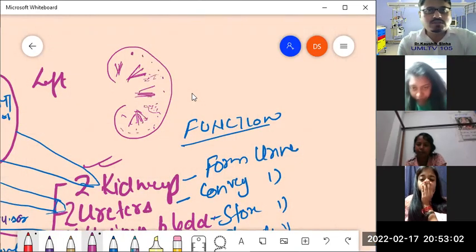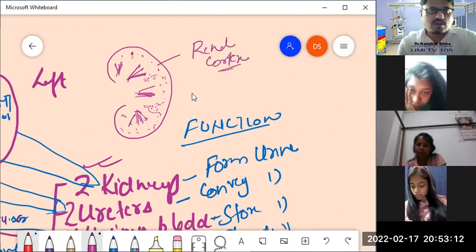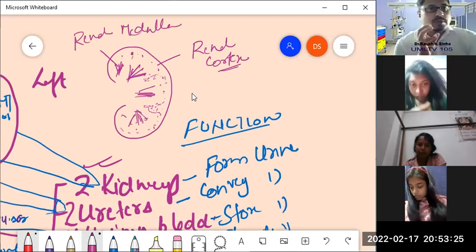This outside area, which has all this dotted appearance, is known as the renal cortex. The inside area, which has these multiple lines, is known as the renal medulla. So these are the two principal broad divisions of the structure of the kidney, cortex and medulla. I have still not discussed where the nephron is present in the structure.